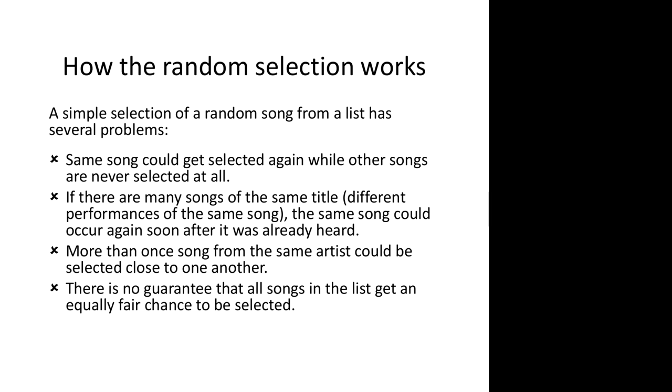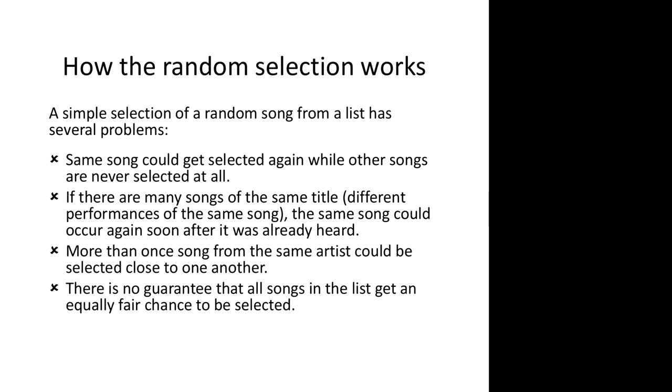Now, let me share how this random selection actually works. There's several problems if you just do the simplest form of random selection, like pick a number between 1 and 10. The simplest way of selecting that is just to randomly choose a number, and then again randomly choose a number again and again. Well, if you do that with a song list, there's several problems. The same song could get selected over and over just out of the luck of random selection, while other songs never get selected or don't get selected for a long time.